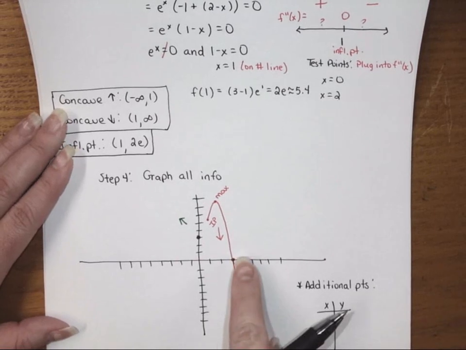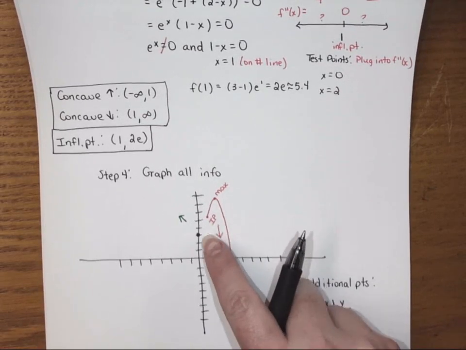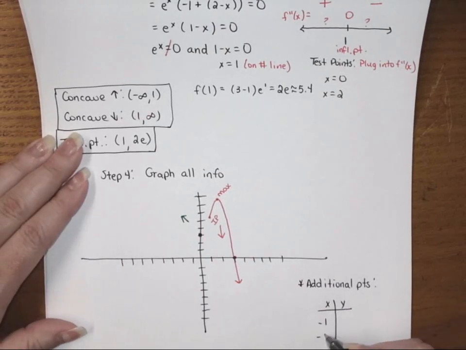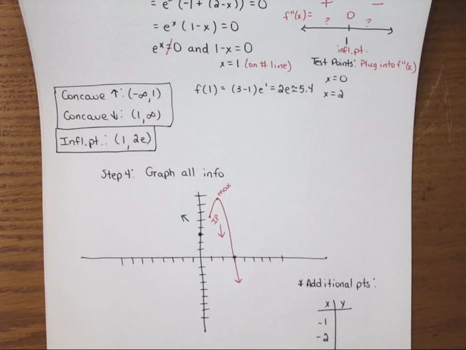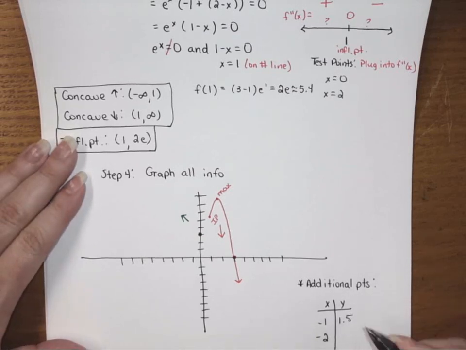In my opinion, we don't really need anything over here. We already kind of sketched that, right? I already have these 2 points, so maybe I can pick some points over here. I'm going to pick -1 and -2. And you can even use your graphing calculator to figure out what those values are, and I would. Plug in the original function and then use the table feature. If you plug in -1, you get about 1.5. If you plug in -2, you get about 0.7.